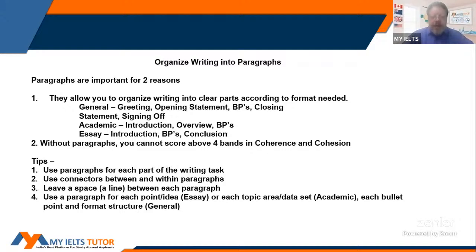Then again, you want to use a paragraph for each point or idea. Okay. And then 5, use the correct format. And that's what's at the top of the page, which I've talked about. Use the correct arrangement, the format for the task.